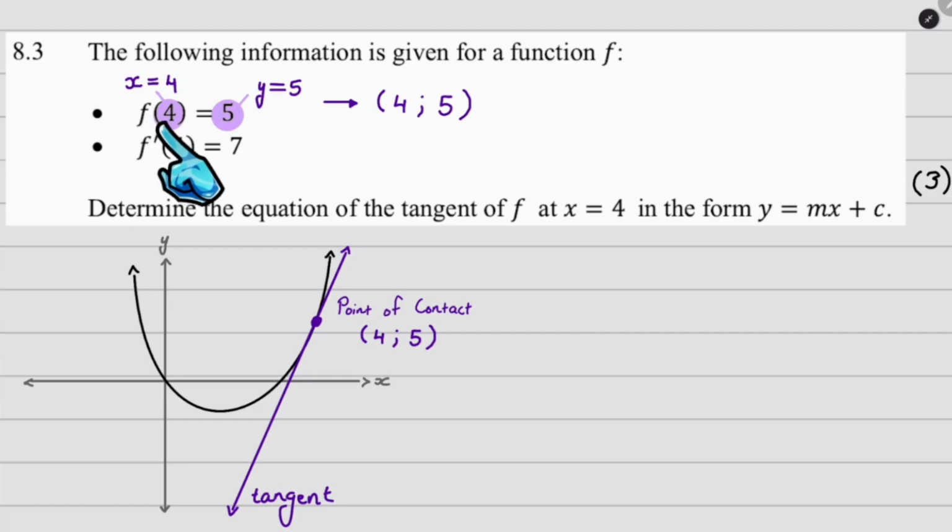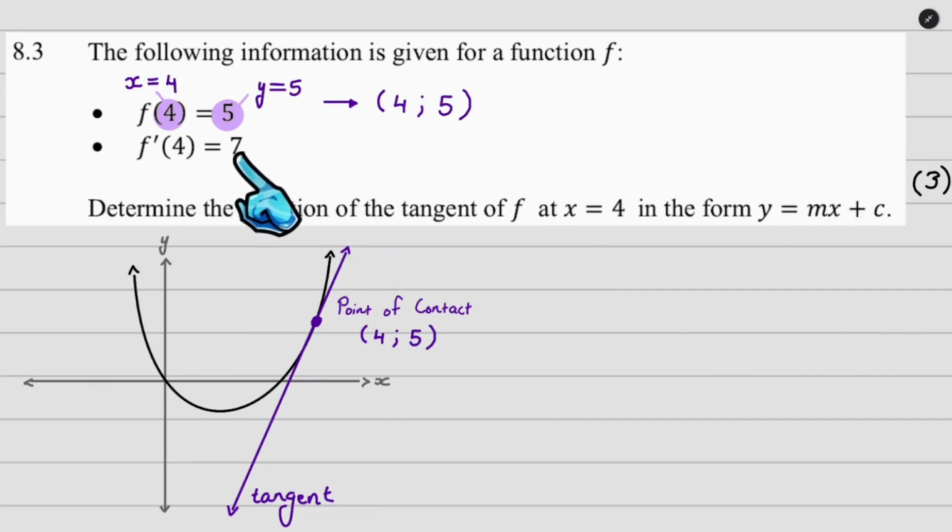That's what this first bullet point is trying to tell you. So this is quite a complicated way of just giving you a coordinate. It's telling you that the x value is 4 and the corresponding y value for that is 5. And that's a very special point in the context of this question. It's the point of contact between the tangent and our function f. So now we have a point that lies on this line.